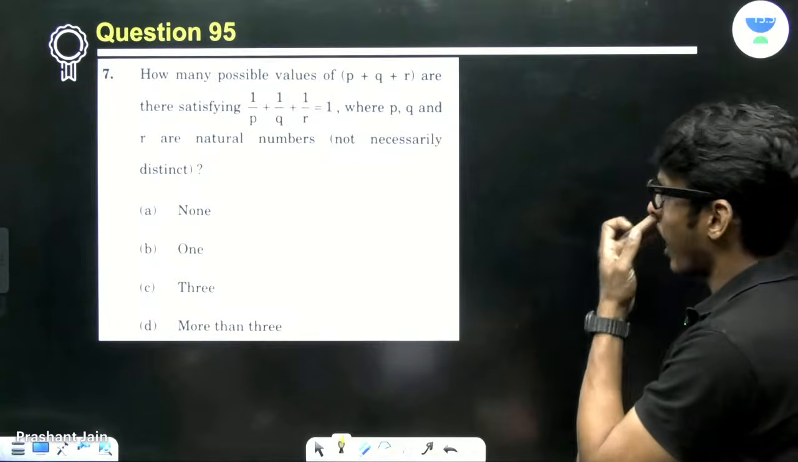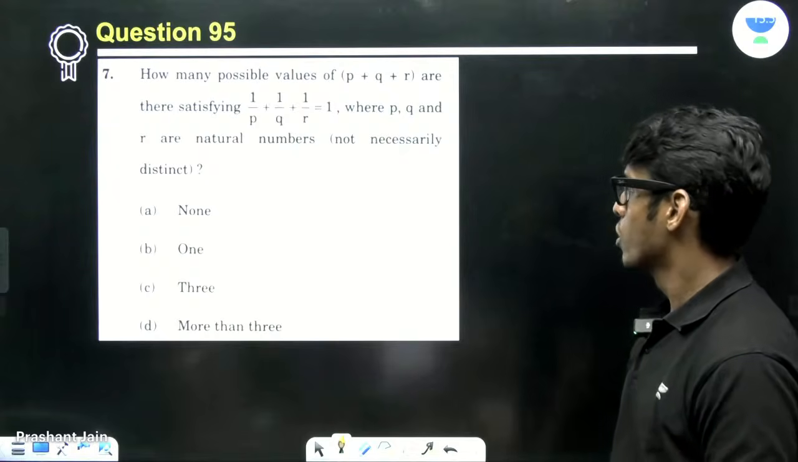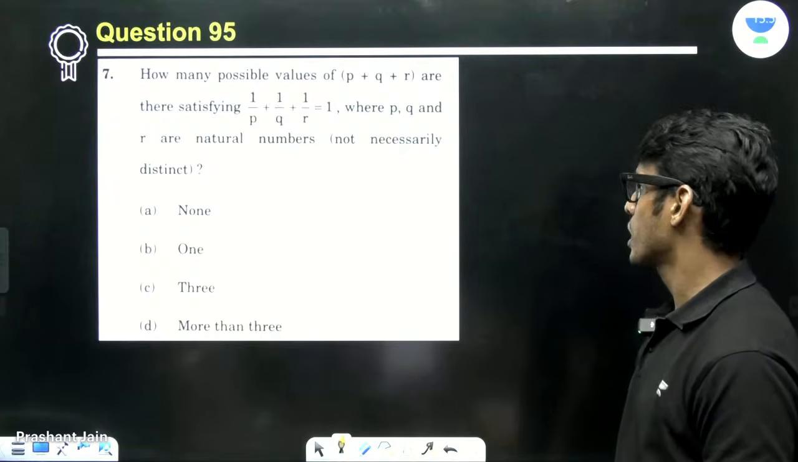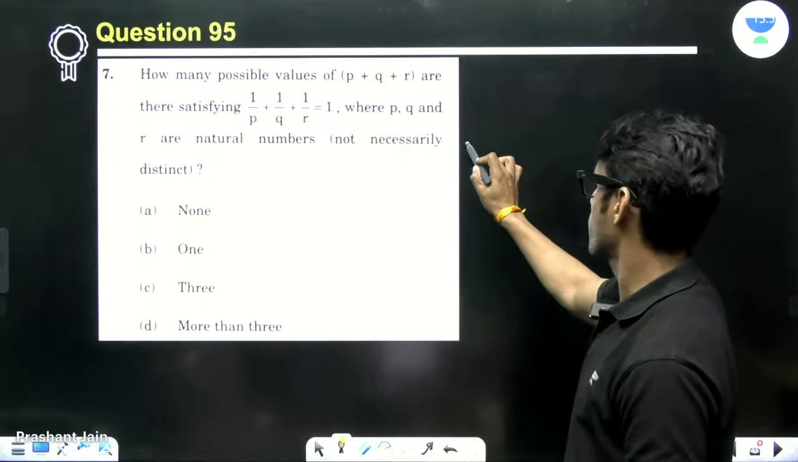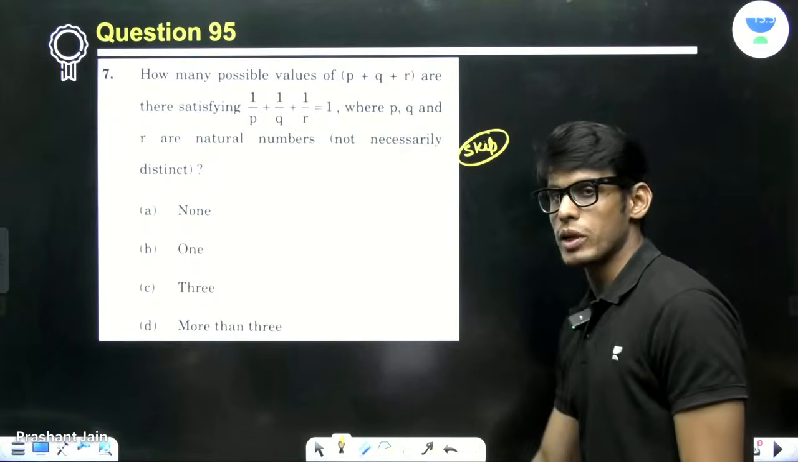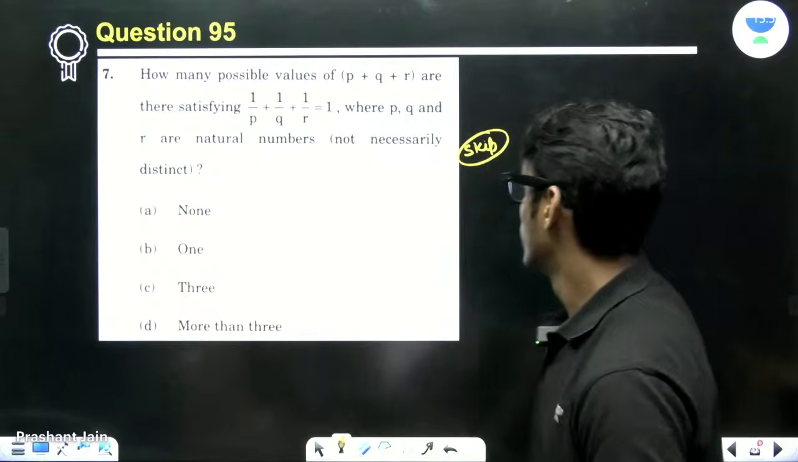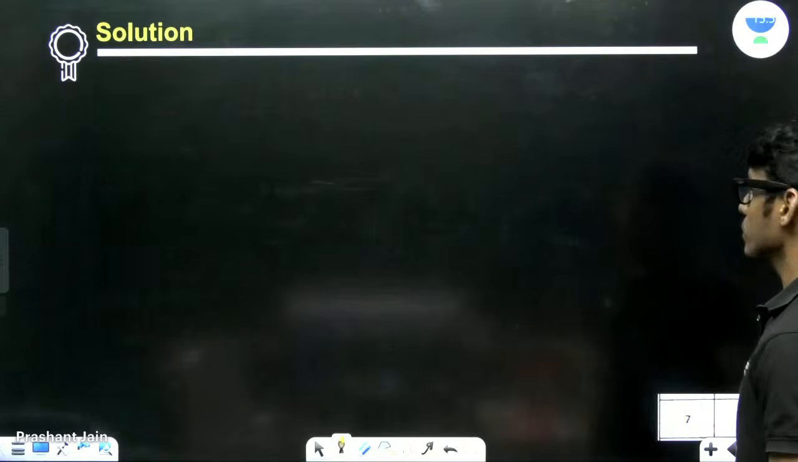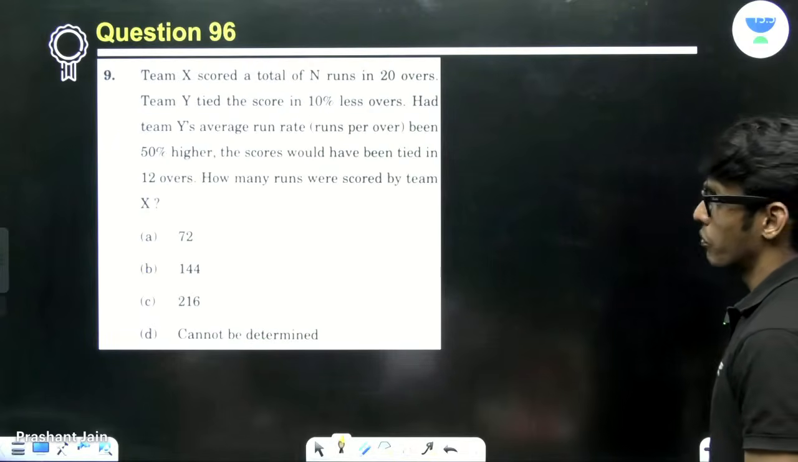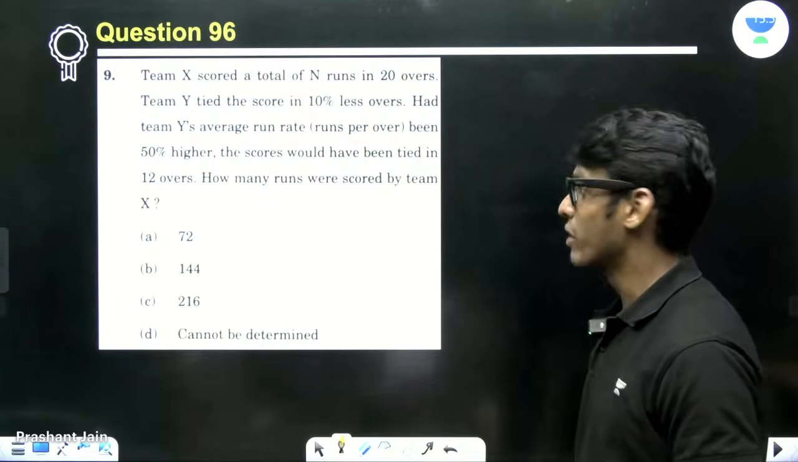Now, how many distinct possible values of p plus q plus r are there satisfying 1 by p plus 1 by q plus 1 by r? 100% skippable problem. Skip. You'll not be able to do it. Believe me, this is a very, very difficult problem. So out of the 3 problems, we have just been able to do one in 2025.